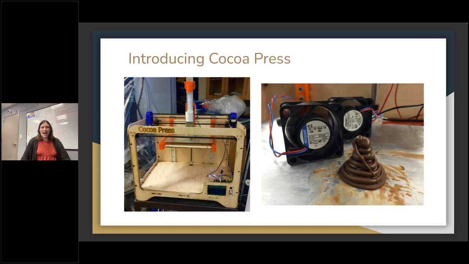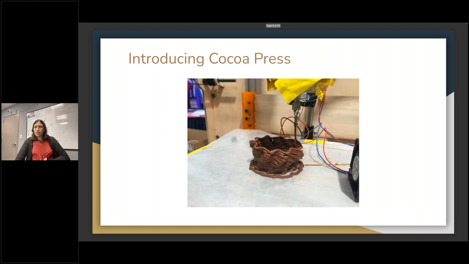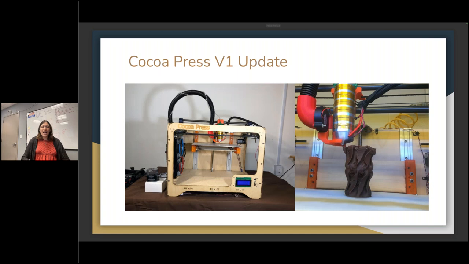But I was so proud of this. The fact that I had actually created a 3D printer to do something that at the time wasn't super easy to find a commercially available food printer. So this was the most impressive thing that I made at the time. It was, I don't know, like a 13 layer tall vase. But I was obsessed with it.